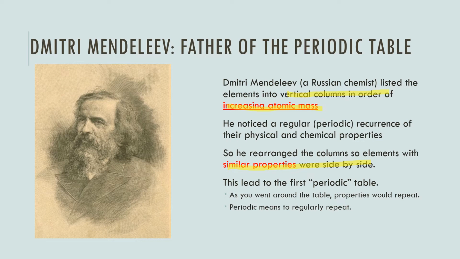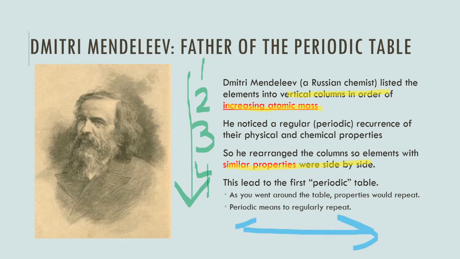So on his periodic table, just to make sure that we're very clear, vertical columns, so column is top to bottom. As you went from top to bottom, there was increasing atomic mass. So atomic mass of 1 here, 2, 3, 4, increasing atomic mass from top to bottom. That meant that similar properties occurred side by side.